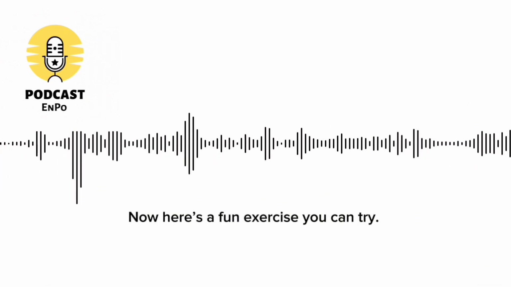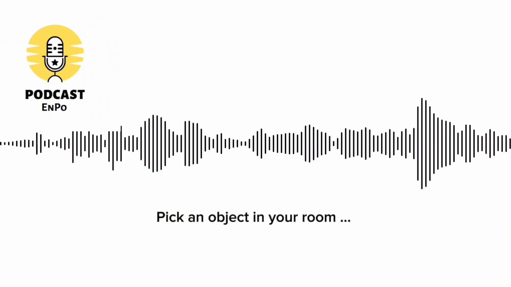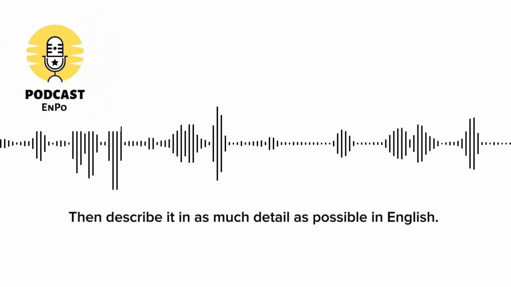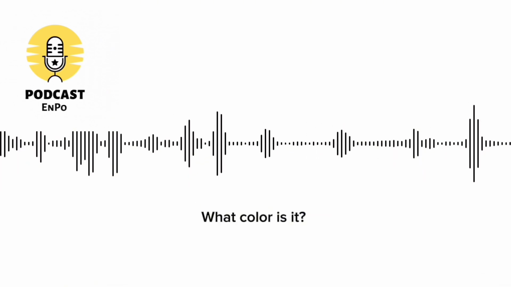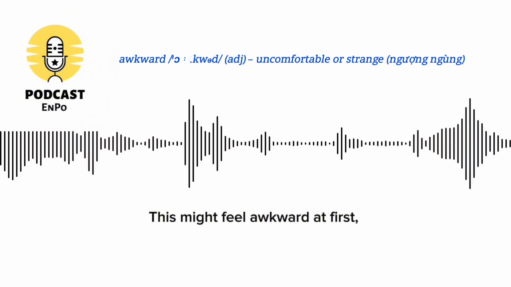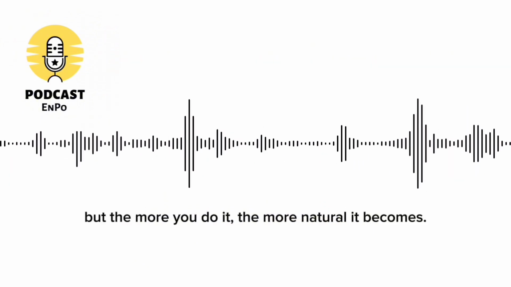Now here's a fun exercise you can try. Pick an object in your room, like a chair or a book. Then describe it in as much detail as possible in English. What does it look like? What color is it? How does it feel when you touch it? This might feel awkward at first, but the more you do it, the more natural it becomes.